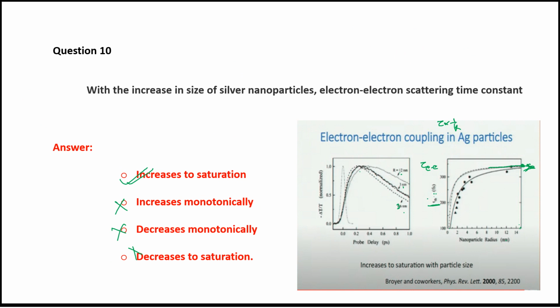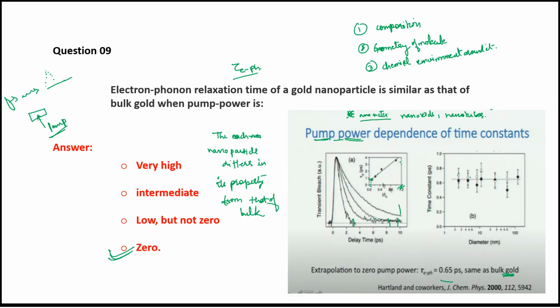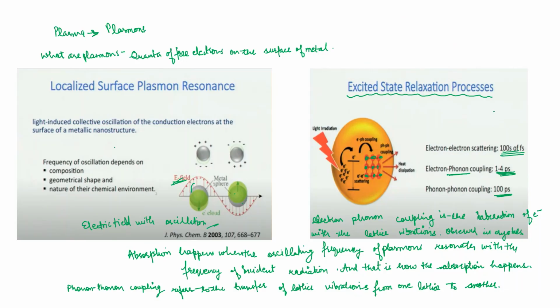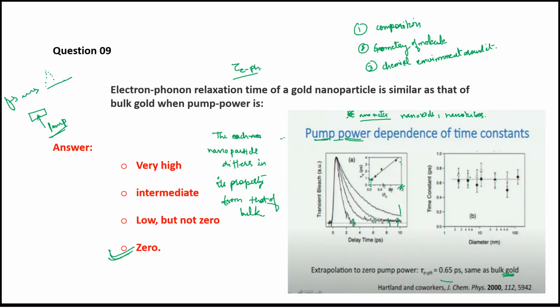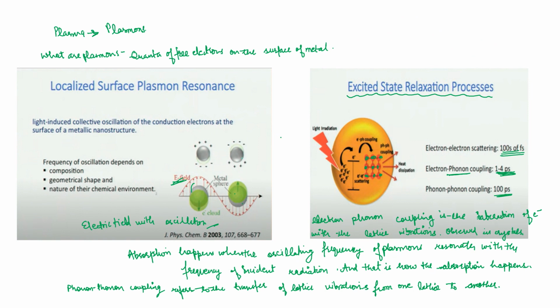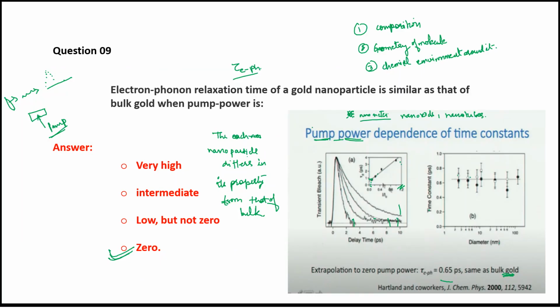What are the factors on which the value of this time constant depends? First, as we had studied, this depends on composition, geometrical shape, and nature of chemical environment. So far, composition we have not studied, but we have studied how the shape or size matters. In this case, with the diameter, it remains constant, but with the pump power, it has been seen to increase. Now, in the second case, in each case the time constant is increasing with the increase in the intensity of pump power.